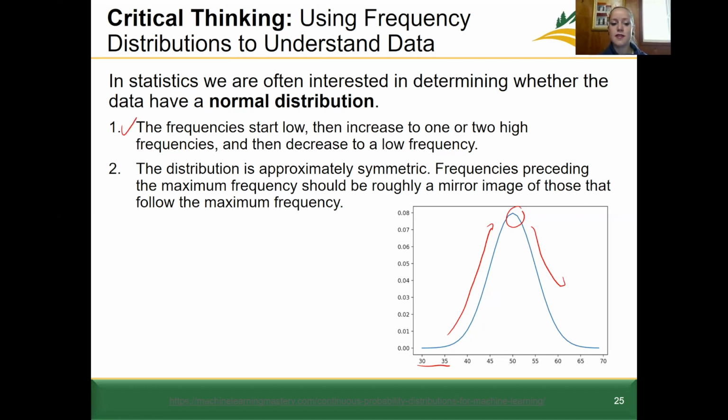Rule number 2 is that the distribution is approximately symmetric, where frequencies preceding the maximum frequency should be roughly a mirror image of those that follow the maximum frequency. So what would we look for in a graph like this is we could draw this proposed line of symmetry and see that if indeed we reach a high frequency point, then we drop back to lower frequencies. This is sort of a simplified example because we essentially see perfect symmetry, right? It goes up, we have our line of symmetry, and this data point exactly mirrors this data point. This data point exactly mirrors this data point. Okay, so these are the rules we use to determine if our data do have a normal distribution.